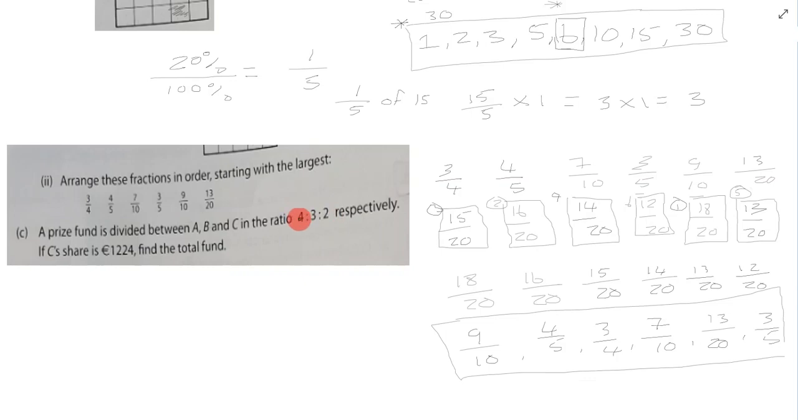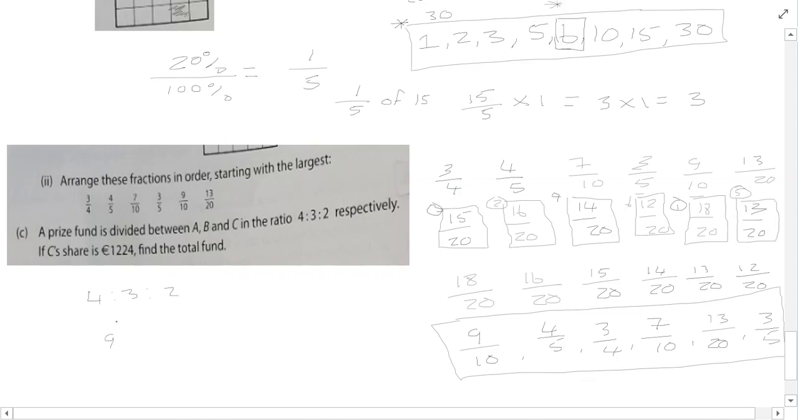Now if you take a ratio like this and you want to find out, it's 2 out of how many parts. So in order to change this to a fraction, you add up these 3 numbers, and that will give you the denominator, and then this number will represent the numerator in relation to this. So what do I mean by that? Let's say we have a ratio 4 is to 3 is to 2. If we add these 3 numbers up, 4 plus 3 plus 2, so 4 and 3 is 7, and 2 is 9.